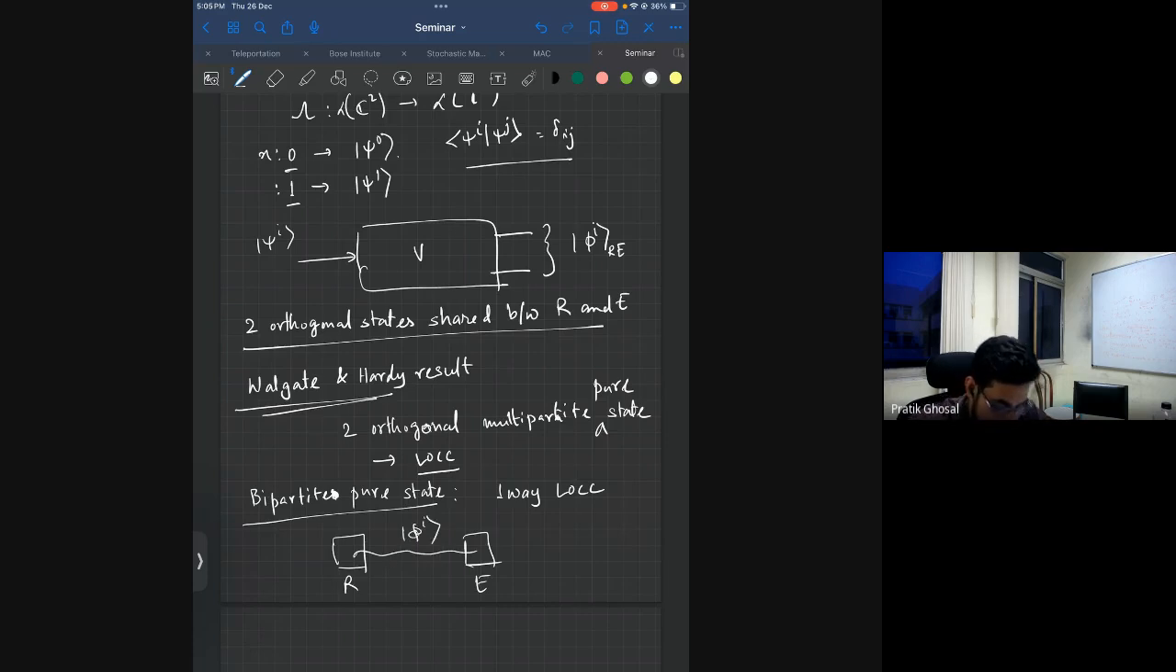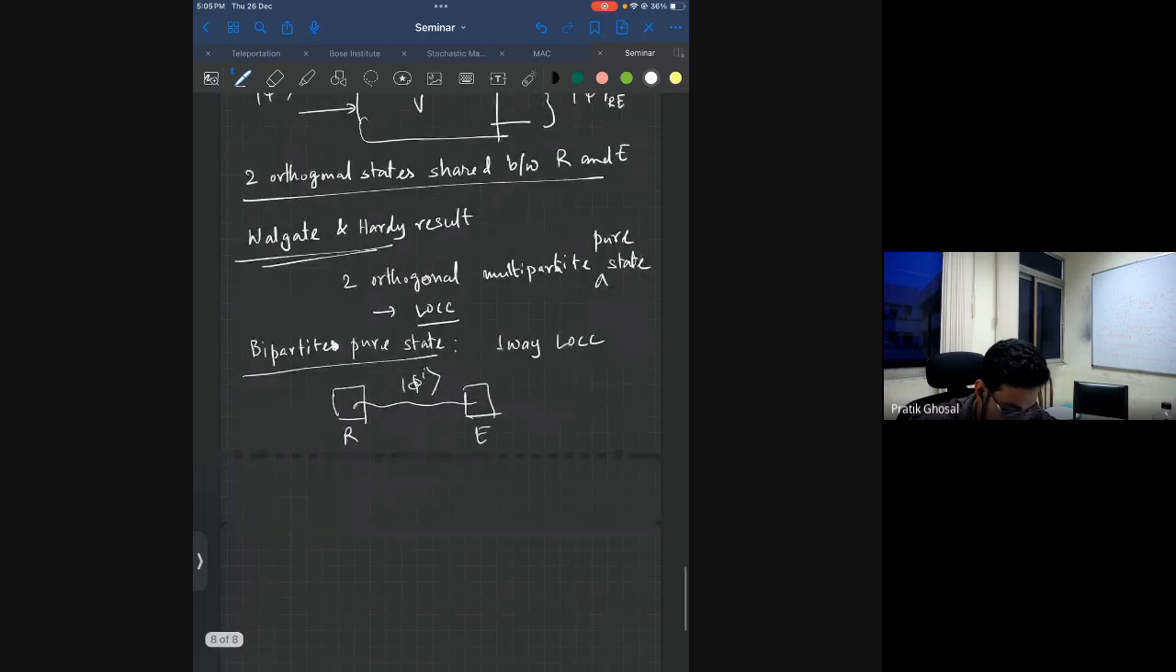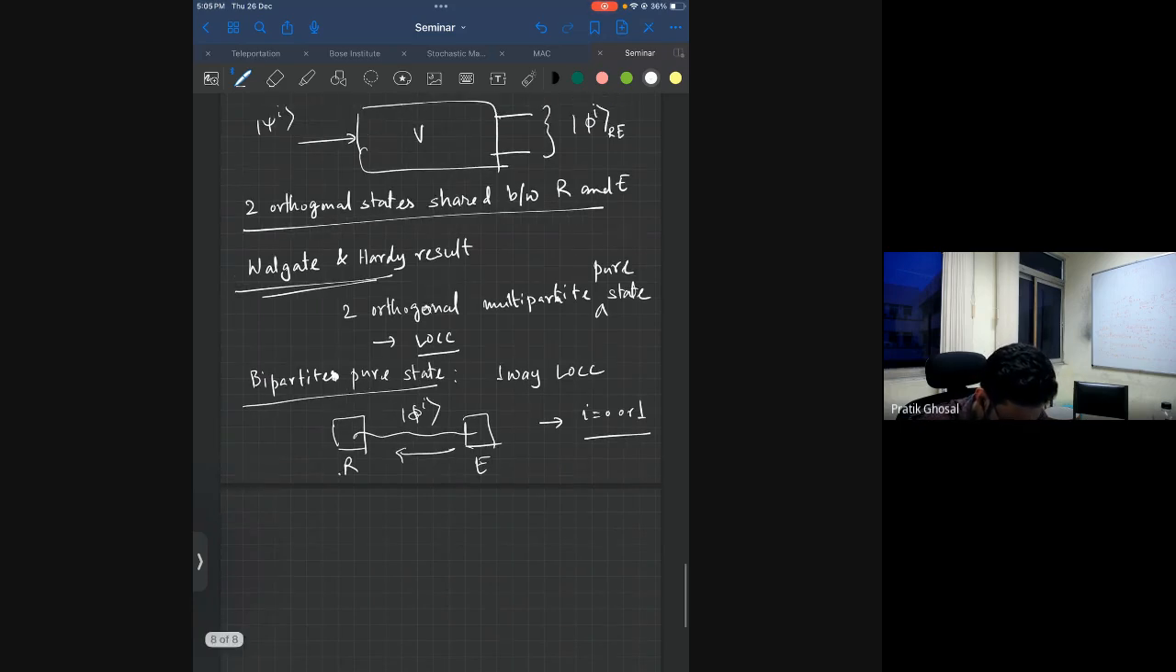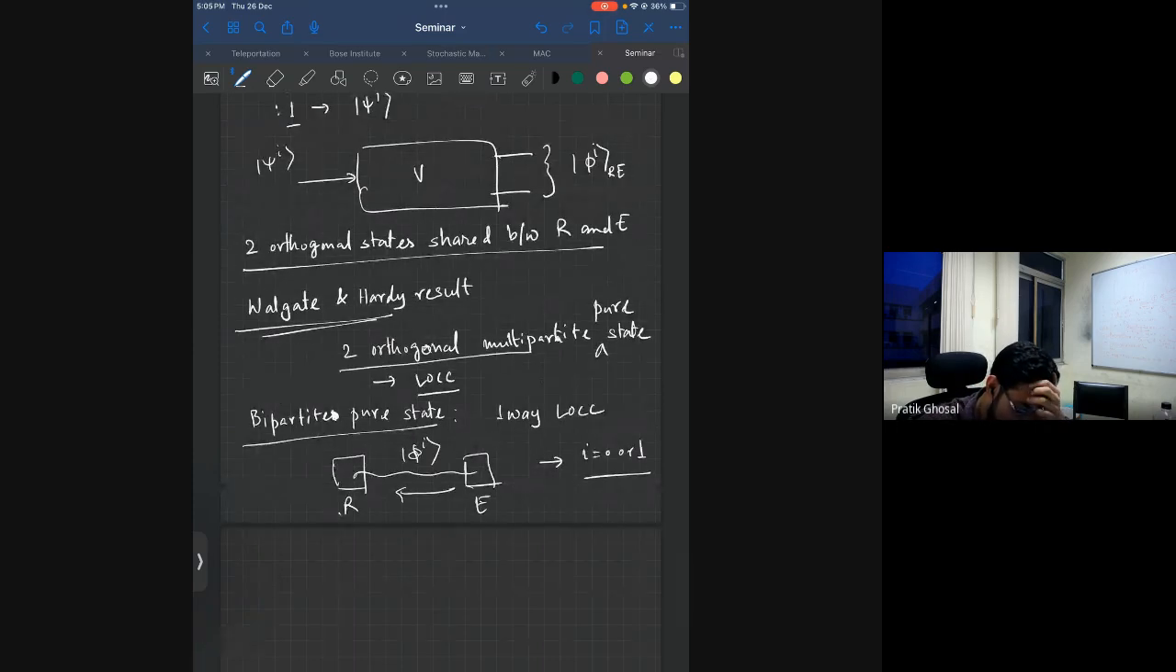The standard protocol to discriminate whether it is phi 0 or phi 1 is that the environment will choose a suitable basis measurement and convey the outcome to the receiver. Depending on the outcome received, the receiver will do a certain measurement which will always reveal whether I is 0 or 1. So by one-way communication from environment to receiver, it is always possible to discriminate two orthogonal bipartite states.